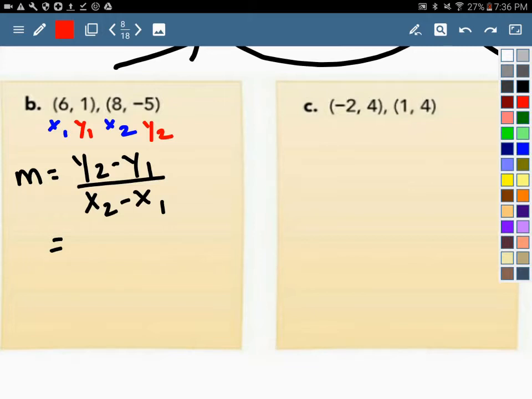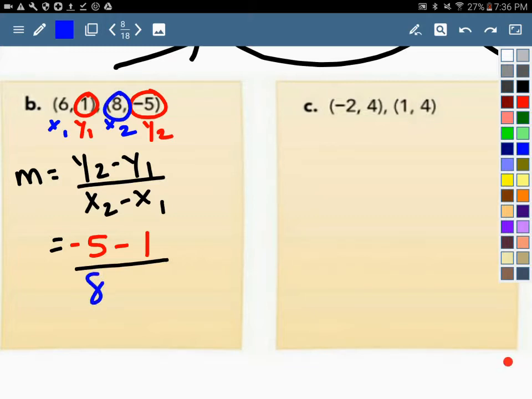So y2 is negative 5 minus y1, which is 1, over x2, which is 8, minus x1, which is 6. So the slope of the line that passes through these 2 points, negative 5 minus 1 is negative 6. 8 minus 6 is 2. I should definitely reduce that down before I circle my final answer. Negative 6 divided by 2 is negative 3.